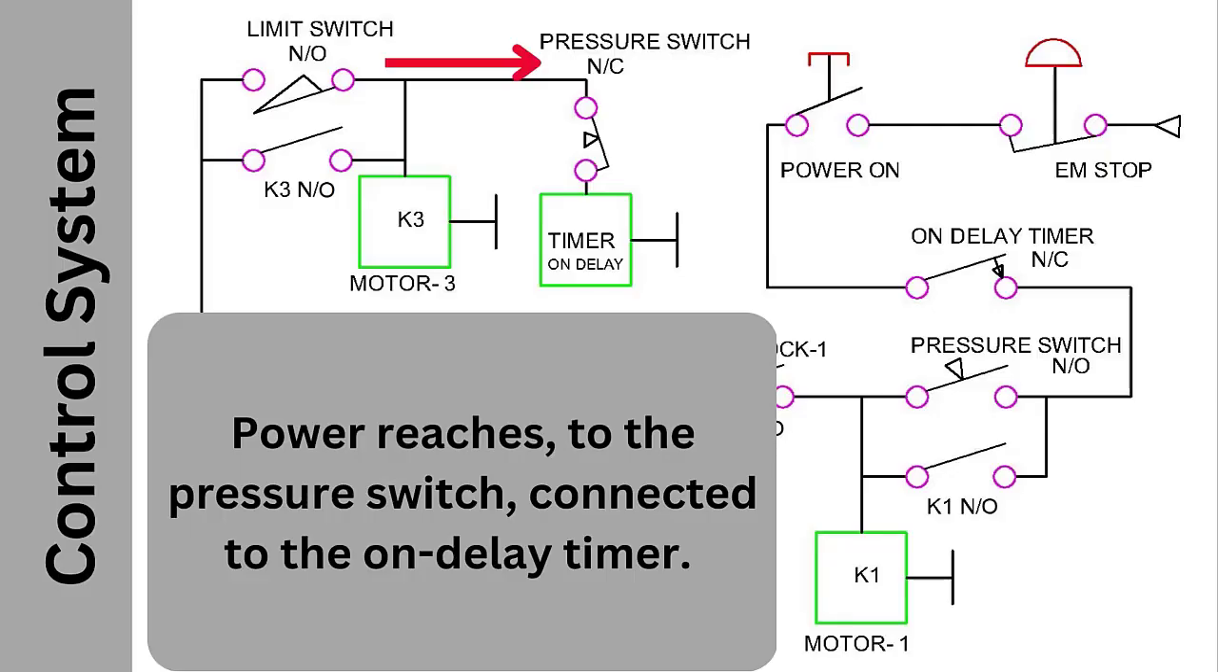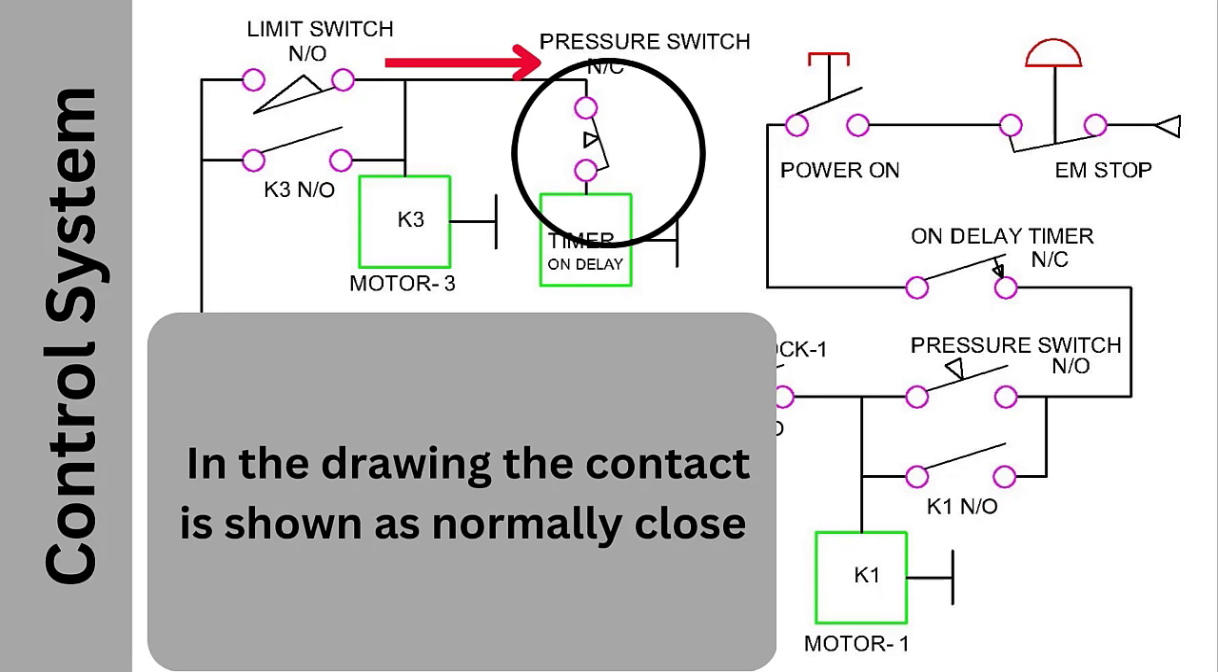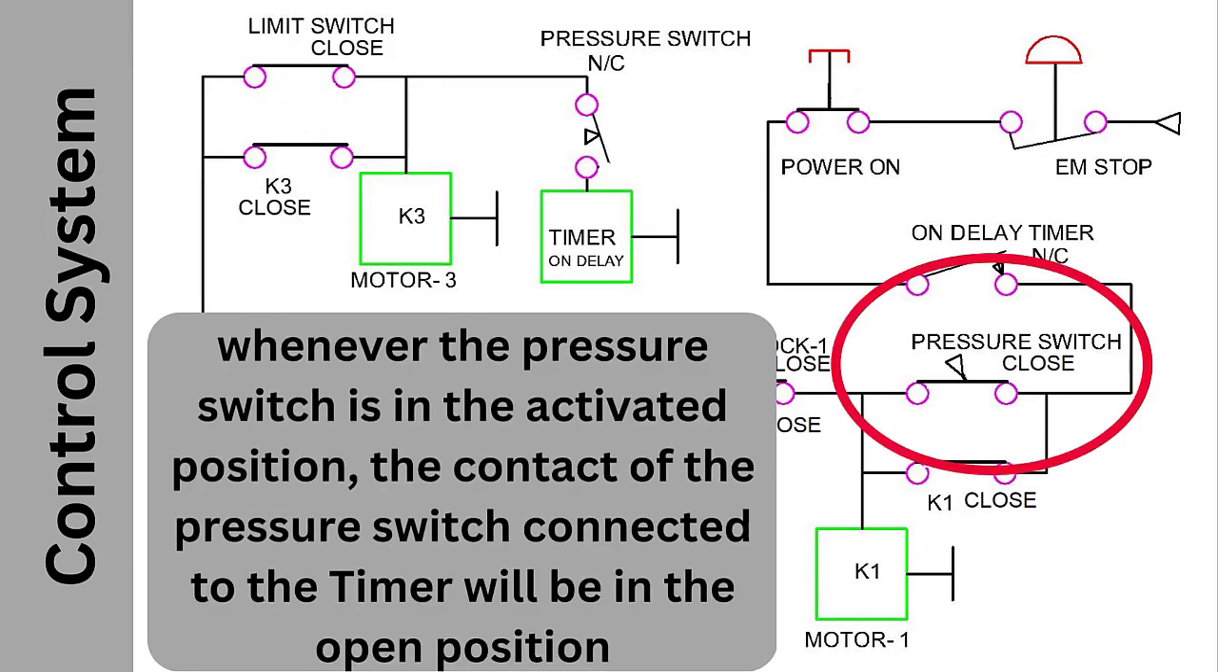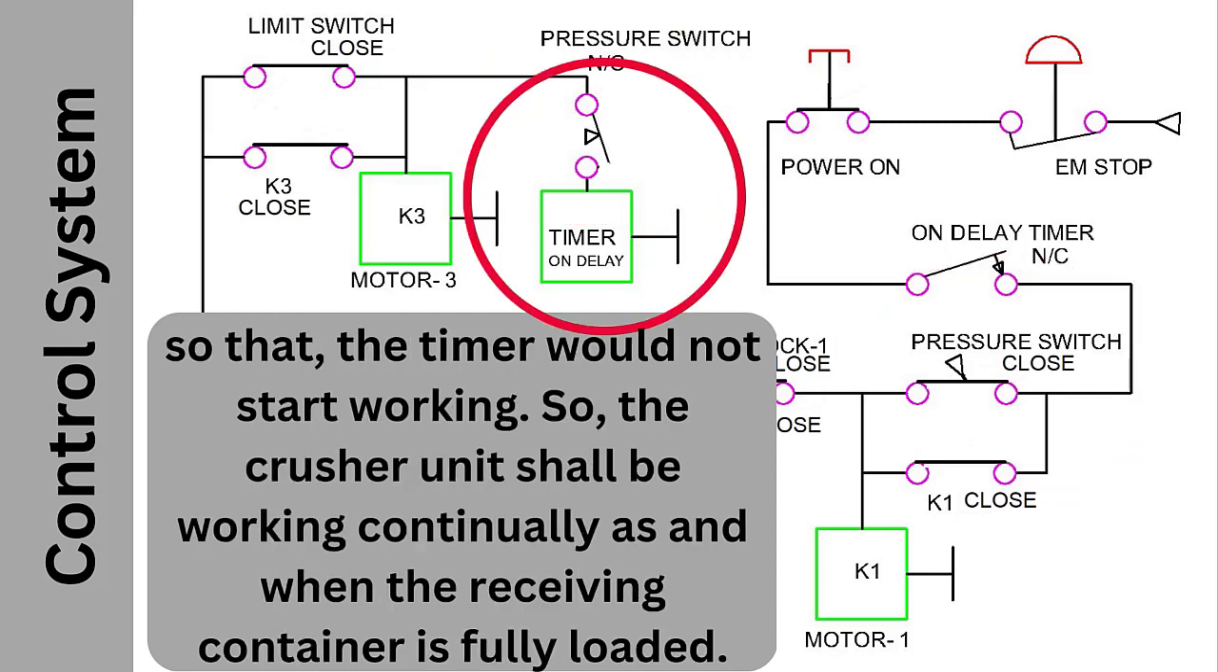Power reaches the pressure switch connected to the on delay timer. In the drawing, the contact is shown as normally close. But whenever the pressure switch is in the activated position, this contact of the pressure switch connected to the timer will be in the open position, so that the timer would not start working. So, the crusher unit shall be working continually, as and when the receiving container is fully loaded.